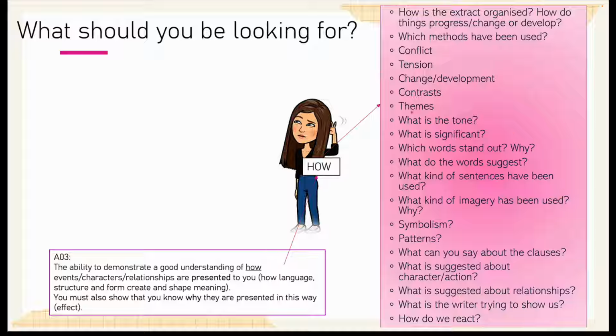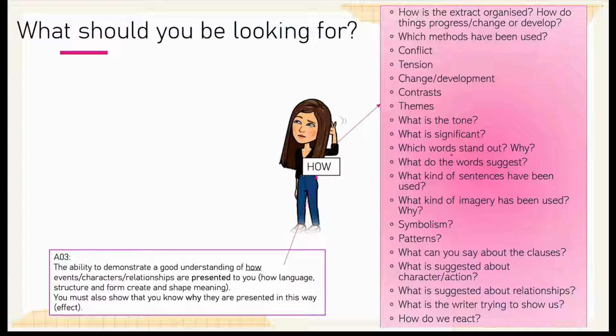So how is the extract organised? Can you think about how an idea progresses? Does a character or relationship change throughout the extract? Are there any methods that stand out? Can you talk about iambic pentameter? Can you talk about metaphor? Can you talk about repetition? Think about if there's any conflict or tension. Are there any contrasts? Where are the themes? If there's a theme reflected, you highlight that and you annotate which theme it is. Is there a tone? Does this tone shift? What is significant? What stands out?